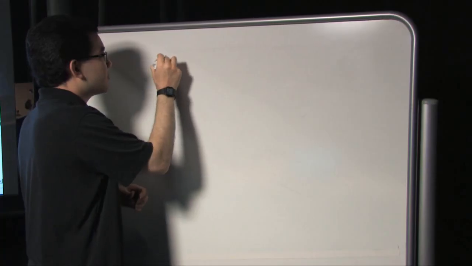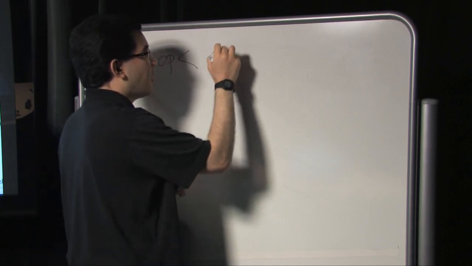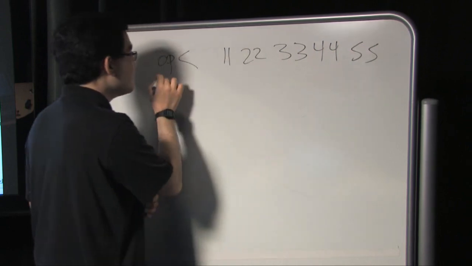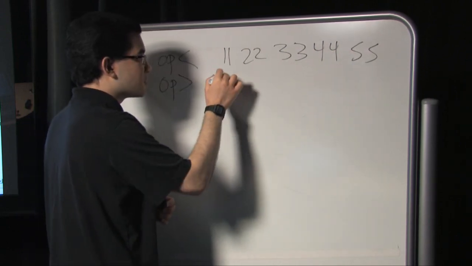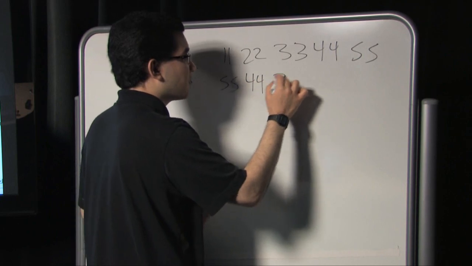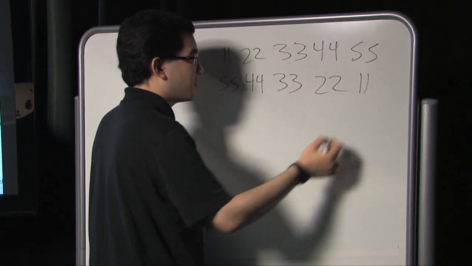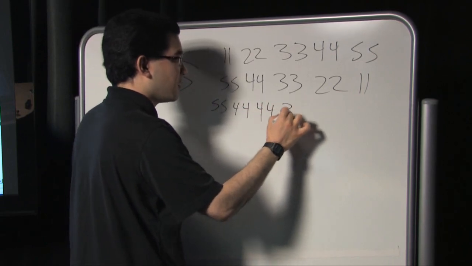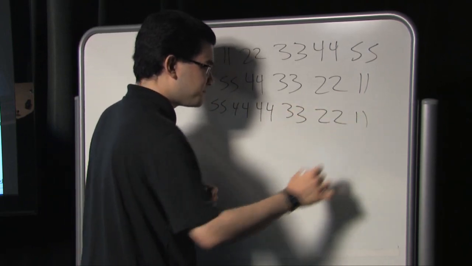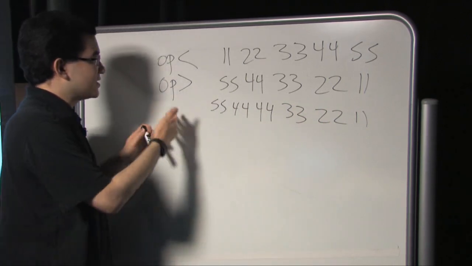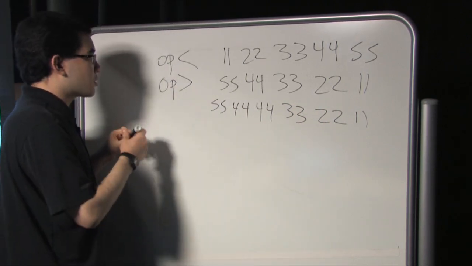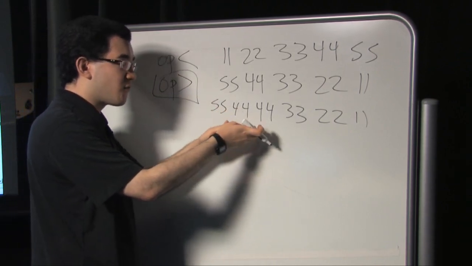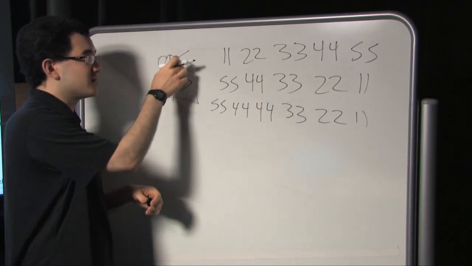If I use operator less than to sort a sequence, I'm going to get 11, 22, 33, 44, 55. If I use operator greater than, I'll get the reverse. 55, 44, 33, 22, 11. Of course, if I have equal elements, I would get 55, 44, 44, 33, 22, 11. But what this means is that different elements will be ordered according to my comparator. So 55 is greater than 44, 44 is greater than 33, and so forth, and same with less than.